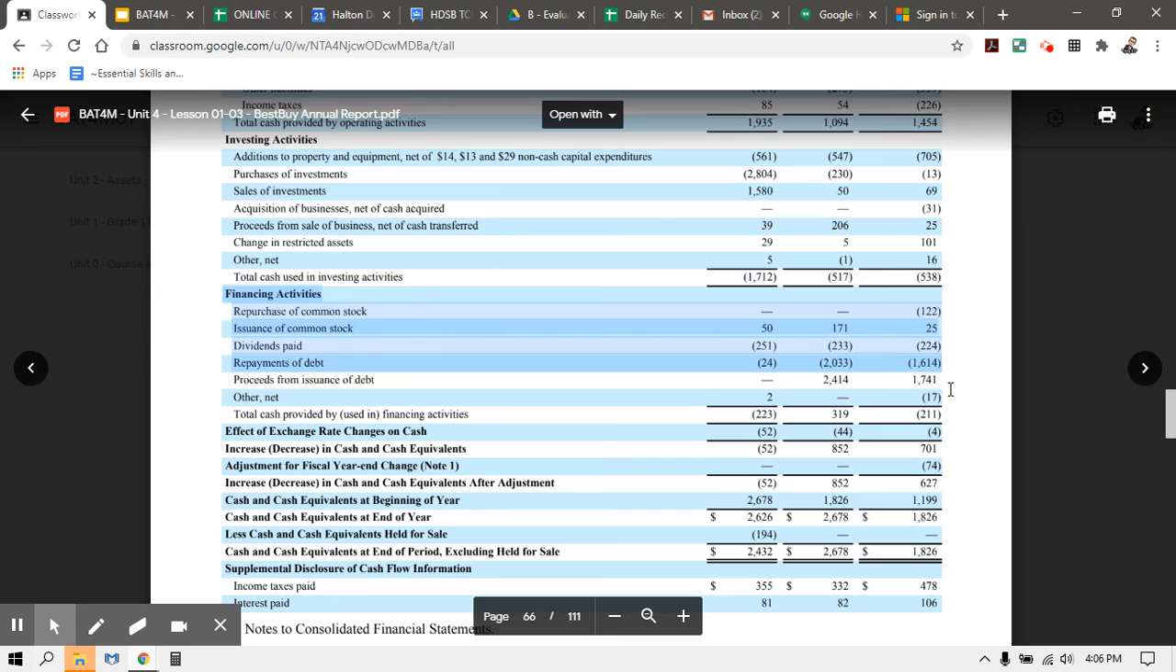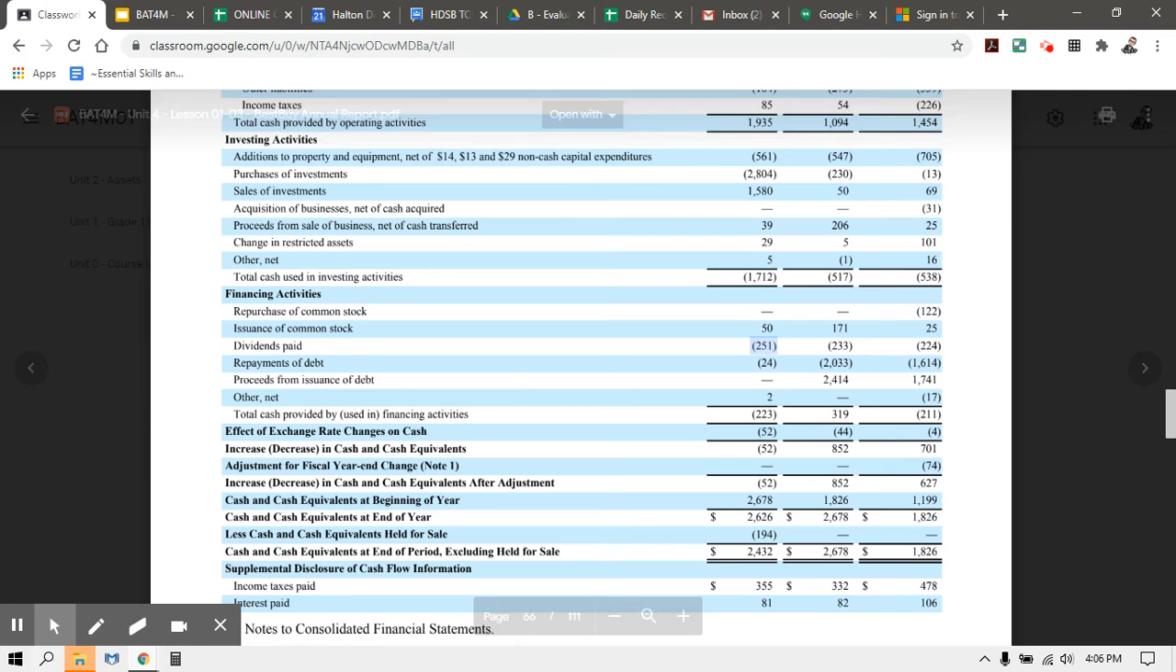The last one is financing. This has to do with things like dividends, paying dividends, selling stock, which is issuance of common stock, etc. And we can see that the biggest event this year was paying off the dividends, which is good as a shareholder. I'm happy with Best Buy paying dividends.